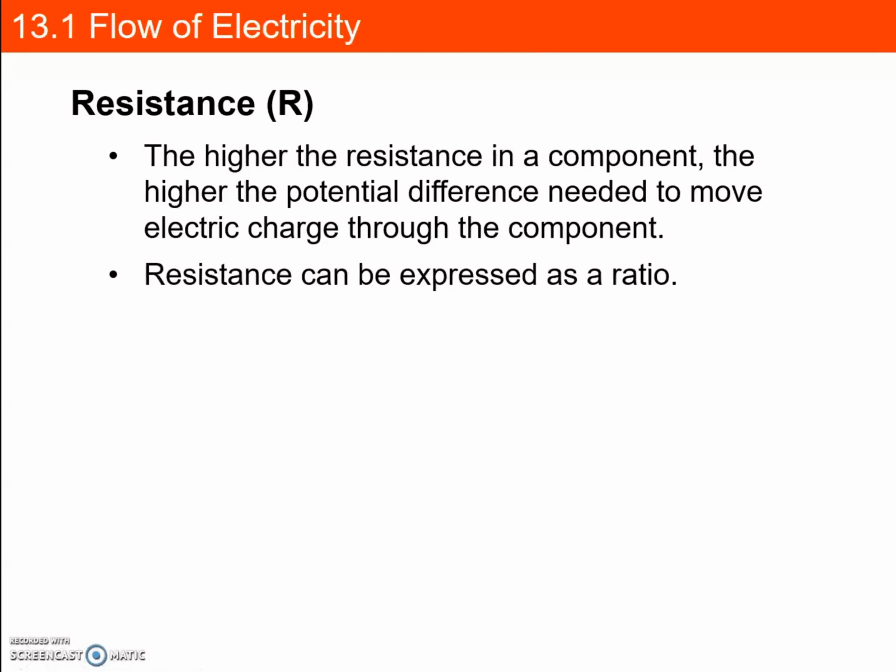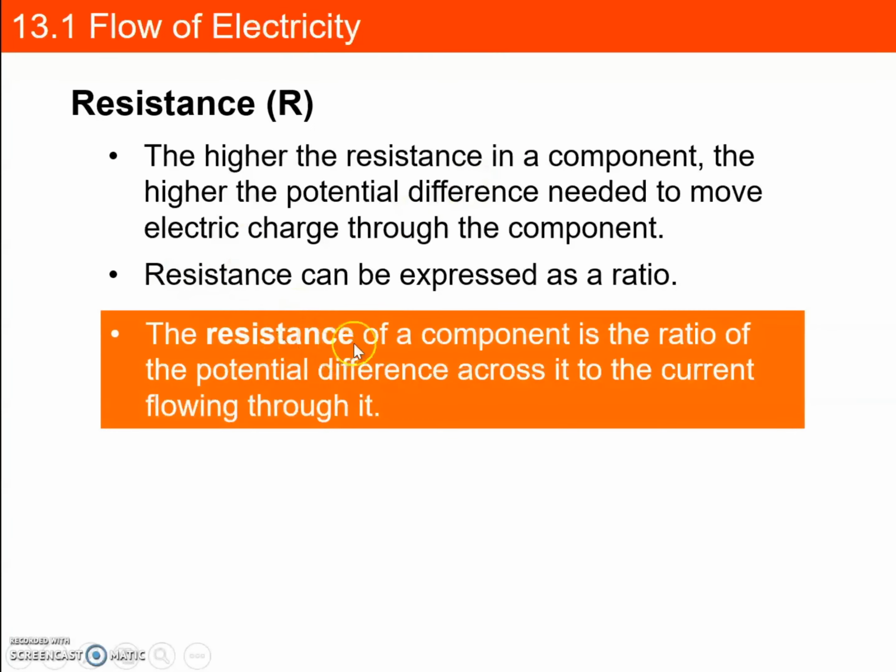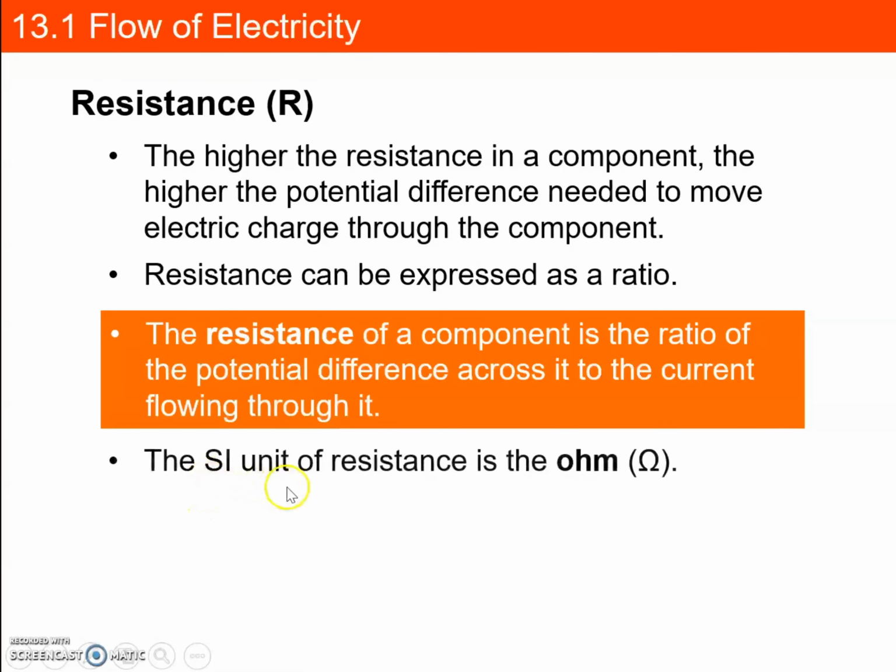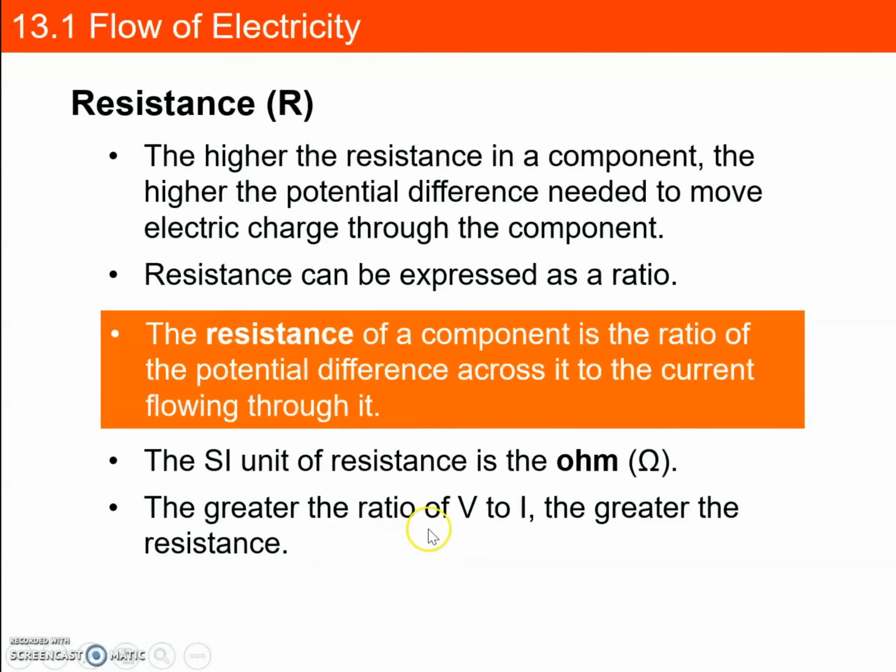And resistance can be expressed as a ratio. So the resistance of a component is the ratio of the potential difference, your capital letter V, across it, to the current, capital letter I, flowing through it. And the SI unit of resistance is the ohm. Okay, this is how you write the symbol for ohm. And the greater the ratio of V to I, the greater the resistance.